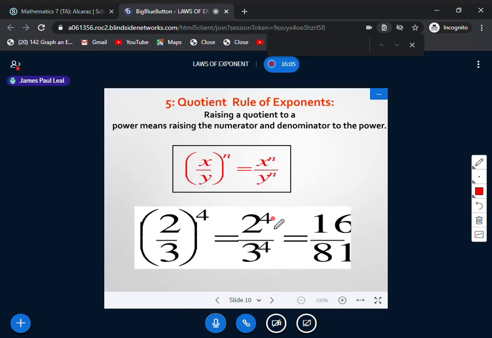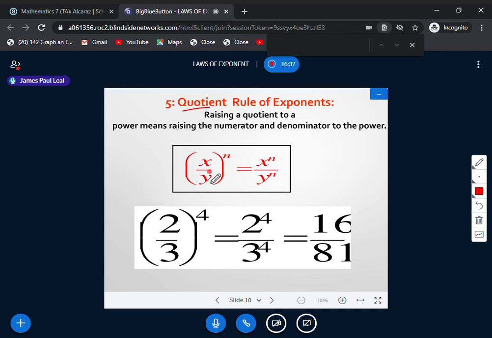And for the last law that we have, that is actually the quotient rule or the quotient law of exponent. Okay? So what does it mean? So raising a quotient to a power means raising the numerator and denominator to the power. Okay, so this is something like the same with the fourth law that we have, but then we're talking about here quotient. So it involves what operation again? It involves division. Very good.